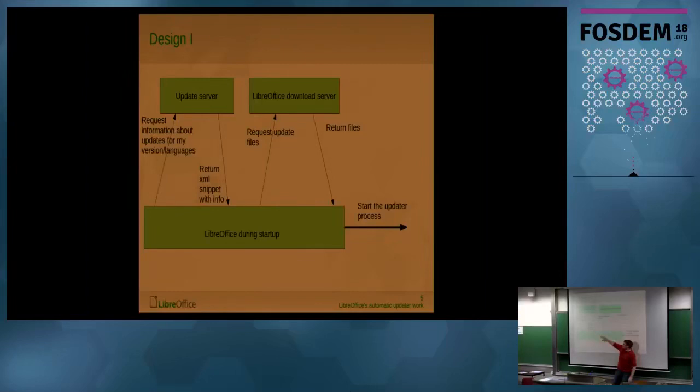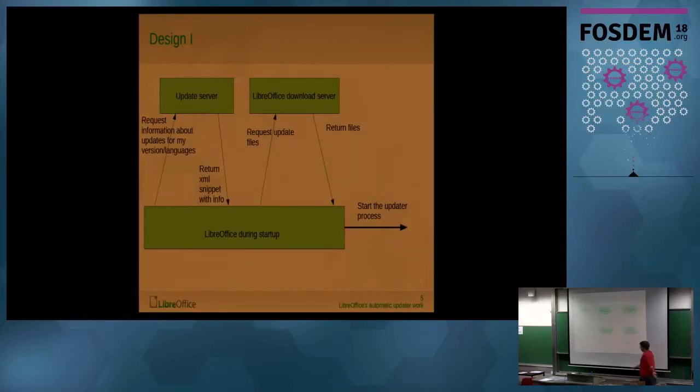Instead of what's written there, it's actually JSON, and that snippet then contains the location of the update files, size, and hash. In a second step, we then ask the LibreOffice download server, or in the future most likely our mirror network, for the download file and download these files. And that's basically the point when the LibreOffice process is done and hands over to the updater process, which uses our update files to generate a new LibreOffice.